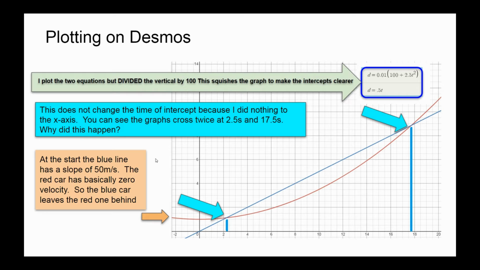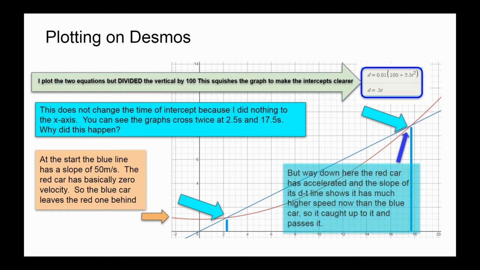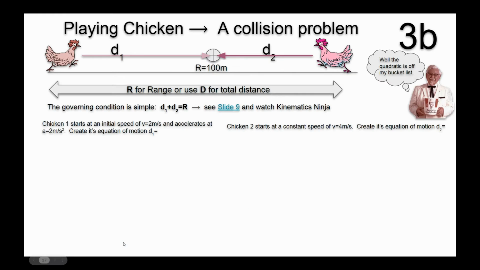So we have the red line almost stationary at the start, and the blue line is just clocking away. And the red line had a head start, but very quickly, within 2.5 seconds, the second vehicle catches up. But then later, because this red line is showing acceleration, eventually the first car catches up and beats the other car. And that other car will never ever catch up because it's at constant speed. See me if you don't understand this.